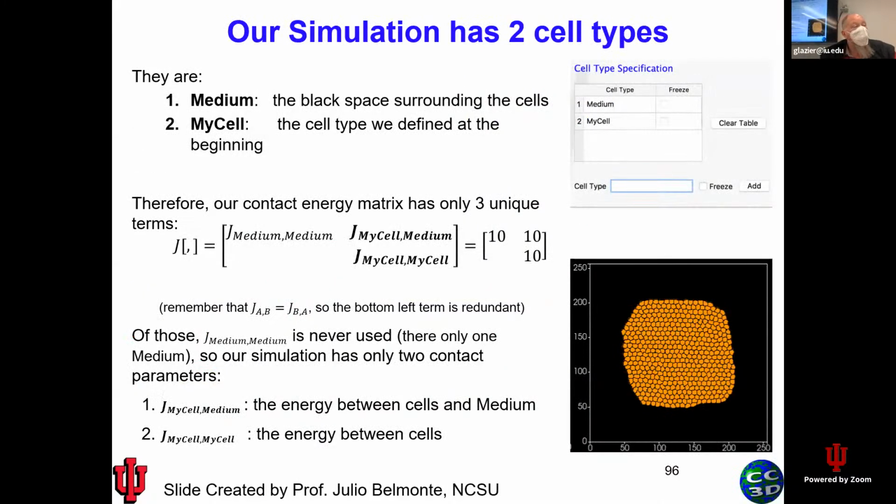Okay. So in our simulation, we had two cell types, medium and bicell here. And our contact energy matrix had three unique terms: medium, which doesn't do anything, cell medium, which we can change, and cell, which we can change. And so really we only have two significant values, cell, and cell medium contact energy.